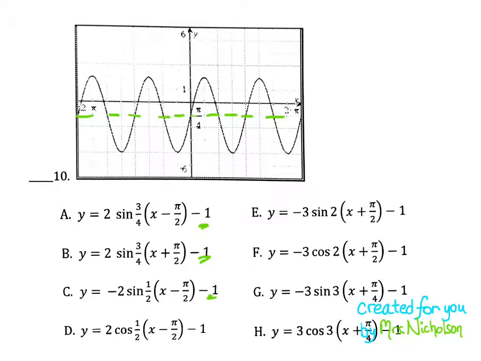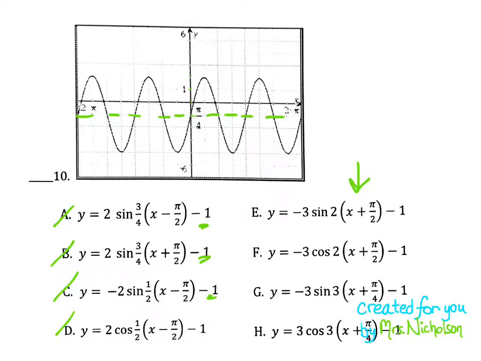If I count my amplitude from the middle line, I can count up 1, 2, 3. It looks like I have an amplitude of 3. And so now that narrows it down to this list of choices over here. I know it's not any of these because all of those equations indicate an amplitude of 2. So the next thing I want to look at is the period.